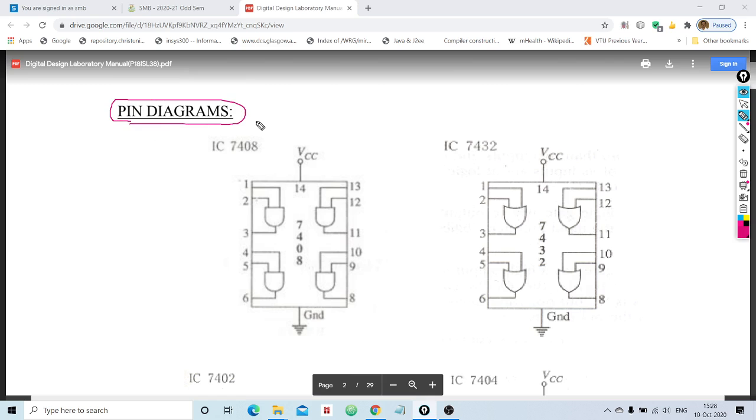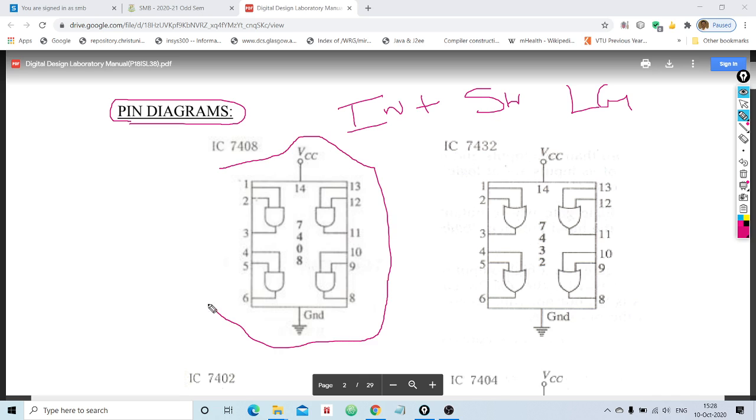Pin diagrams are nothing but they show the internal structure of a logic gate. Clear? So here this diagram is showing the internal structure of a logic gate whose IC number is 7408, which is nothing but the 2 input AND gate. So this is the pin diagram for the 2 input AND gate.